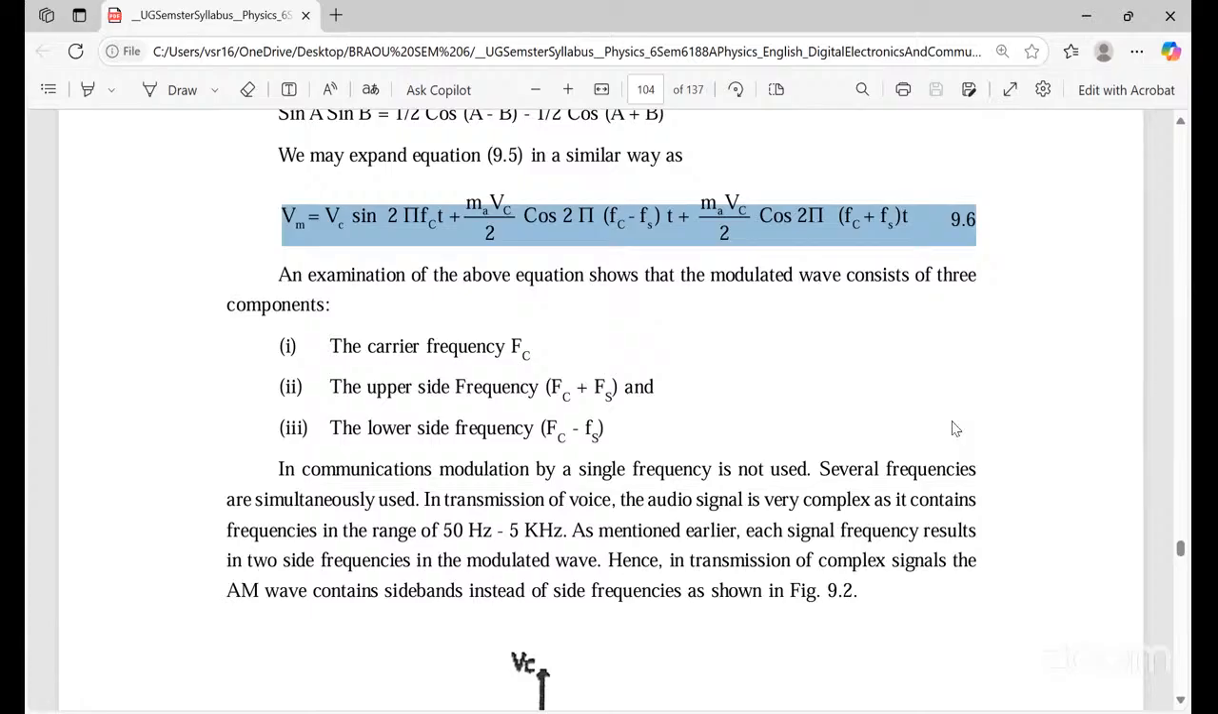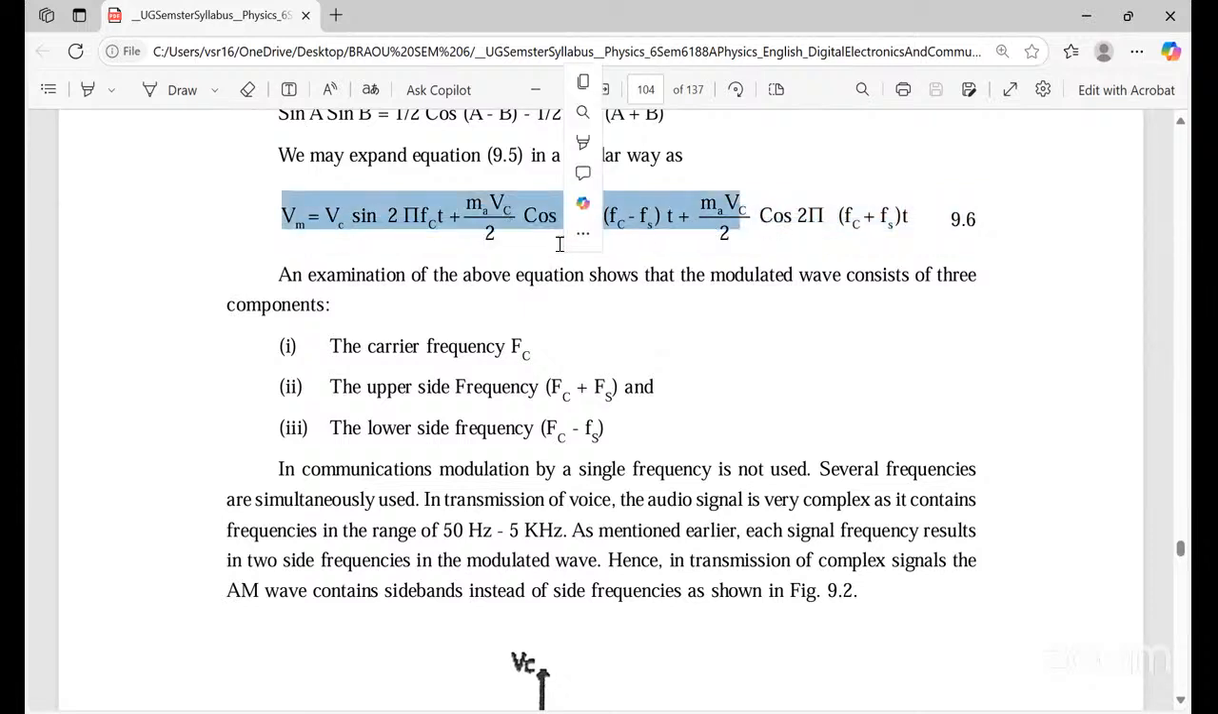V of C into sin 2 pi Fc T plus M A Vc by 2 into cos 2 pi (Fc minus Fs) T plus M A Vc by 2 cos 2 pi (Fc plus Fs) T. Same is repeated here, but here it is subtracted, here it is added. That is the only difference between these two. So from this 9.6 equation, the modulated wave consists of three components.